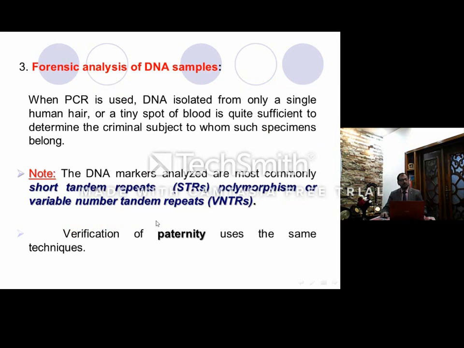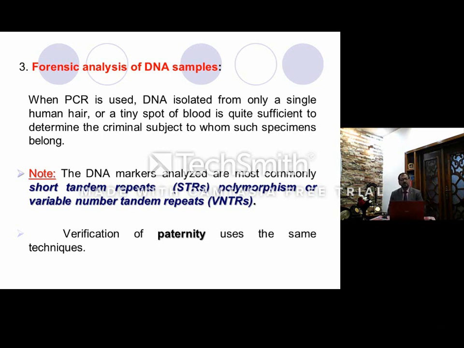The third use is the forensic analysis of DNA samples. Now, this is used for detecting criminal subjects in cases of crimes. Once you have a piece of the suspected criminal subject, pieces of his hair or a little blood spot, then you can use PCR to amplify the particular DNA at the place of the crime, and then you can match this DNA to one of the suspected people.